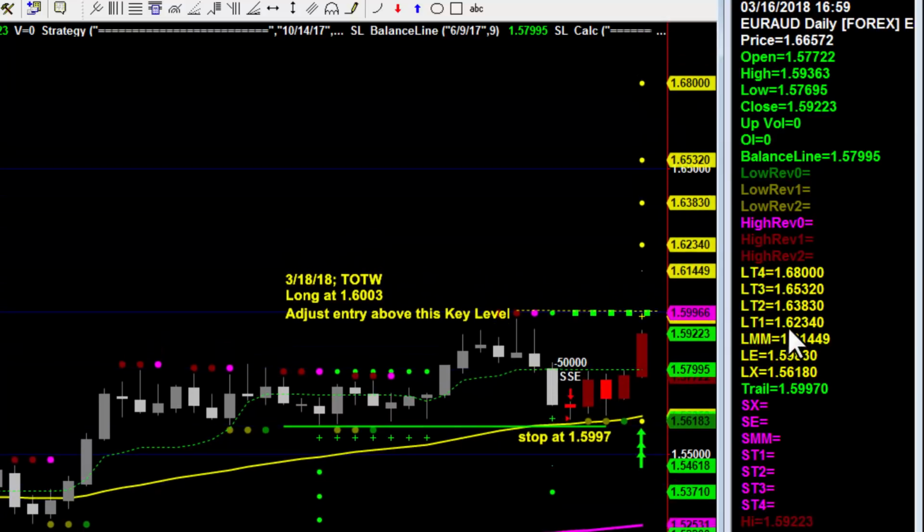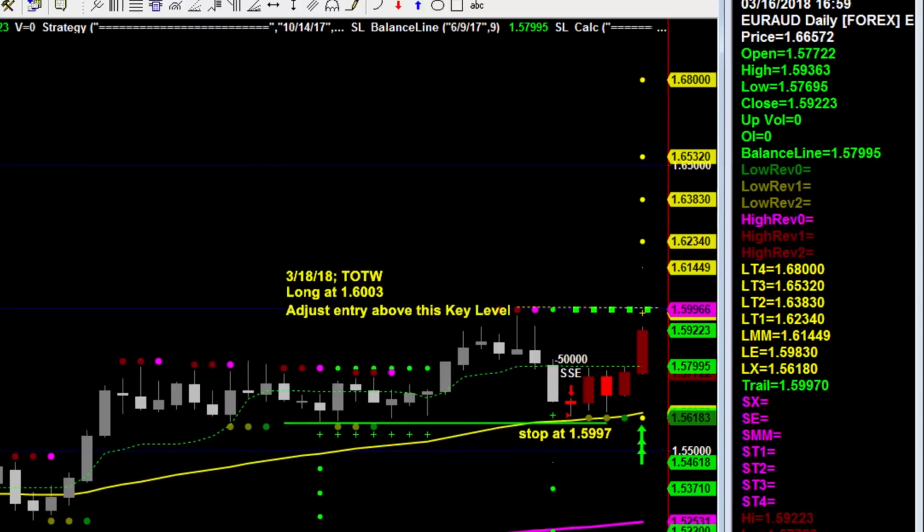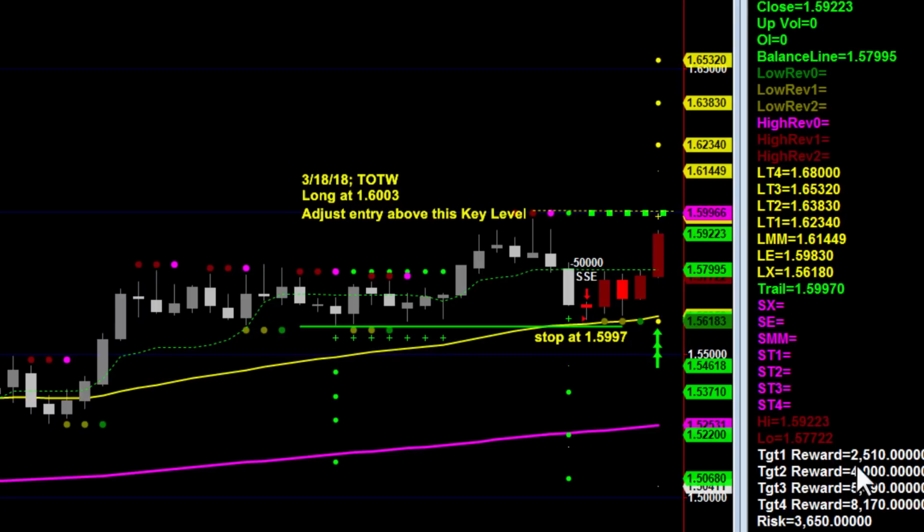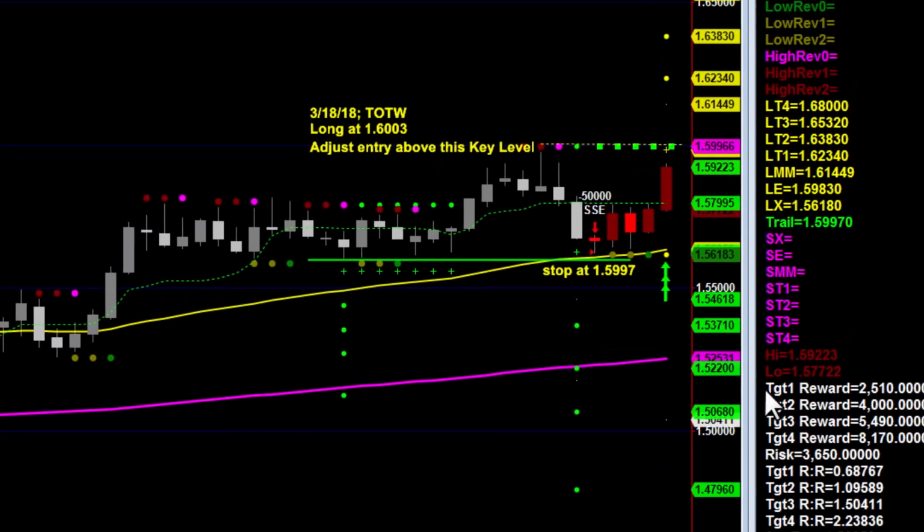Target 1 is 62.34. Target 2 is 63.83. Target 3 is 65.32. And target 4 is 68.00, and we ignore that fifth digit. You can see the potential profit here: 251 pips, 400 pips, 549 pips, 817 pips. And for all that, we're willing to risk 365 pips and a little more because of our adjusted entry and stop. But you can see really nice risk-reward ratios.